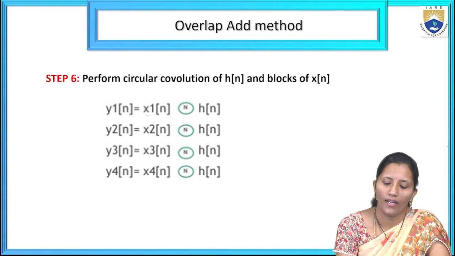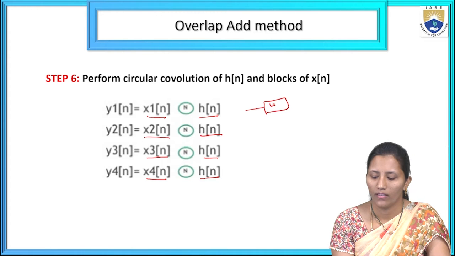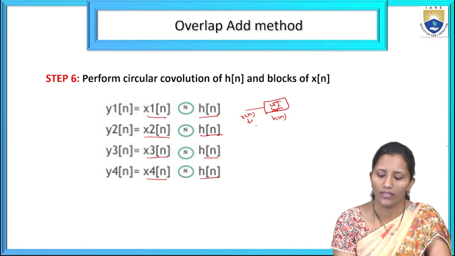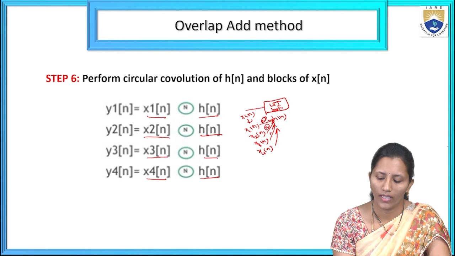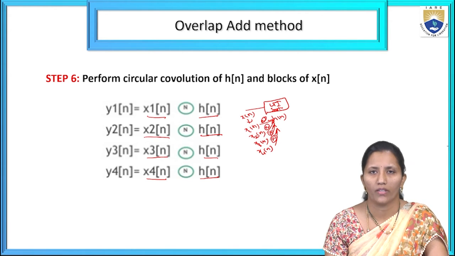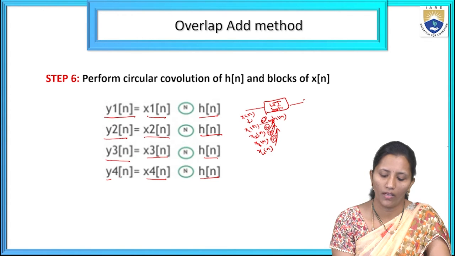After getting x1 of n, x2 of n, x3 of n, x4 of n, we perform circular convolution with the impulse response of the system h of n. If the system has impulse response h of n and the input is x of n, we divide x of n into blocks x1 of n, x2 of n, x3 of n. Each block performs circular convolution with h of n, and then we get the output responses y1 of n, y2 of n, y3 of n, y4 of n.